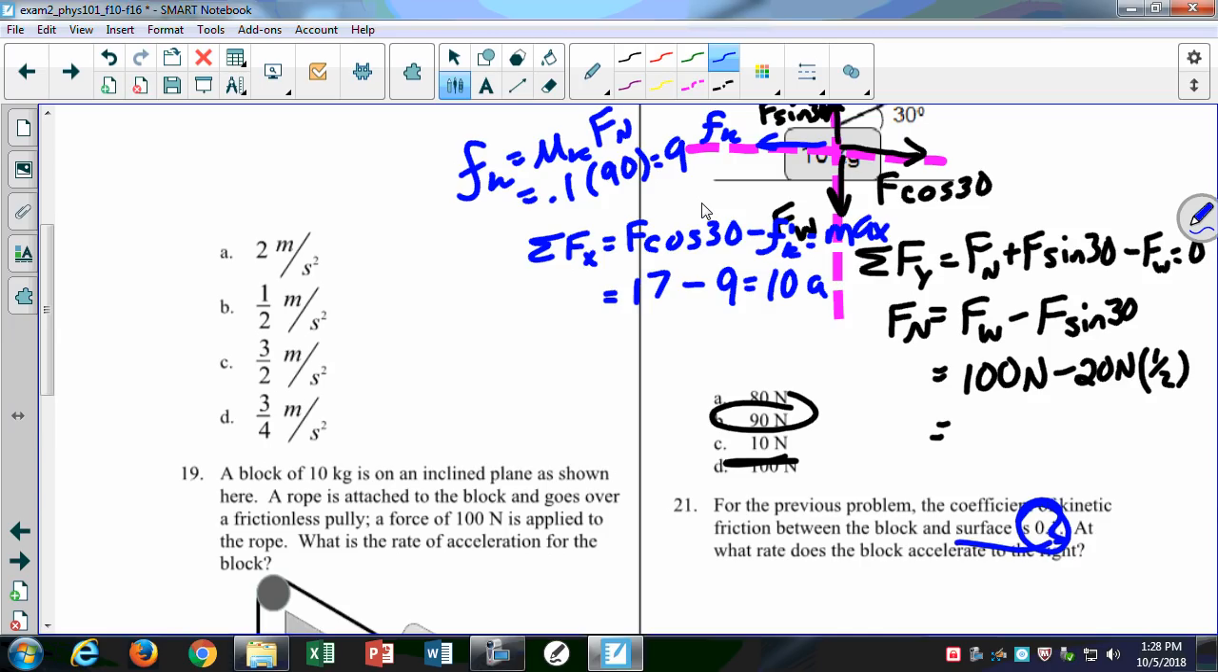Why is mu s always greater than mu k? It's just the way it is. I think it has to do with the molecular interactions of the materials. When they're stuck to one another like that, the electrons are stickier or something. I don't know exactly why, but I think that's why.